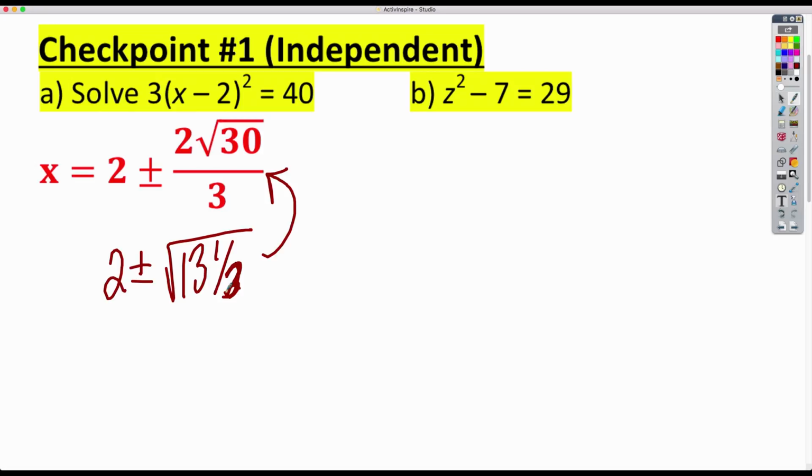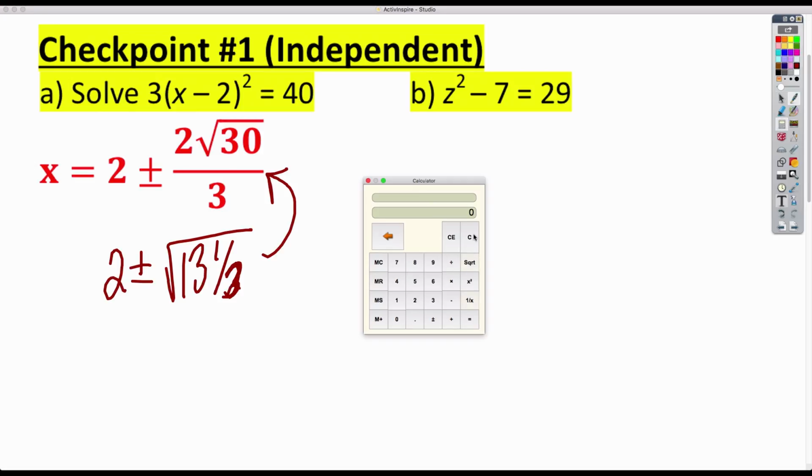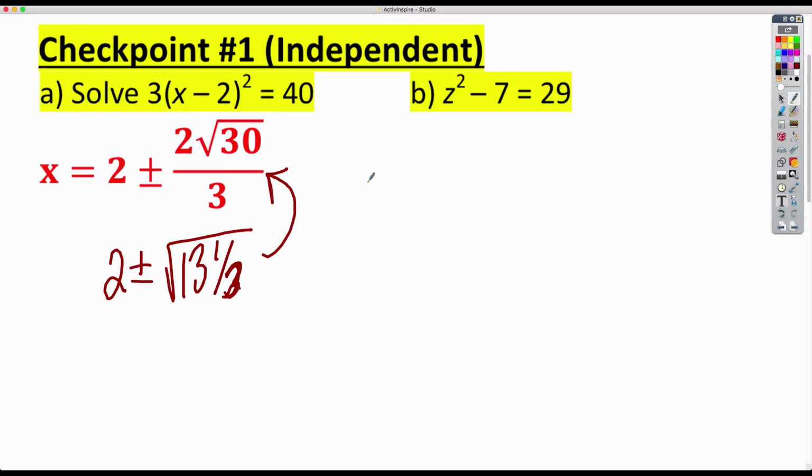So let's see. I'll approximate. So we got 13.3, and we'll take the square root of that. It's about 3.65. And the square root of 30 times 2 divided by 3. Yeah, it comes out the same. Same thing. Yeah, I had a feeling you guys were right. It's okay. So either way, I'm happy. Let's jump over to part B.